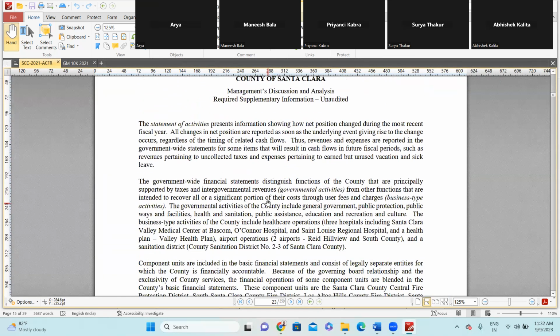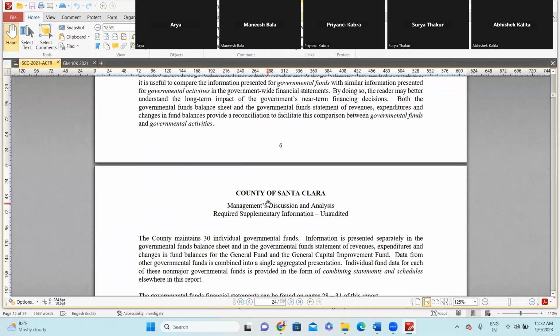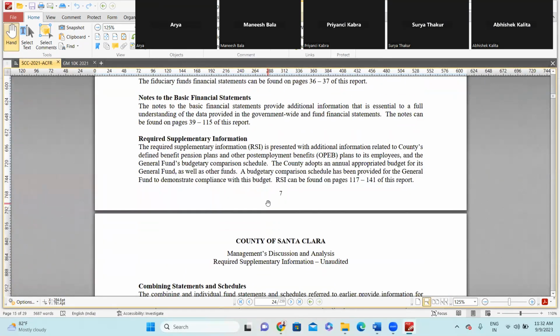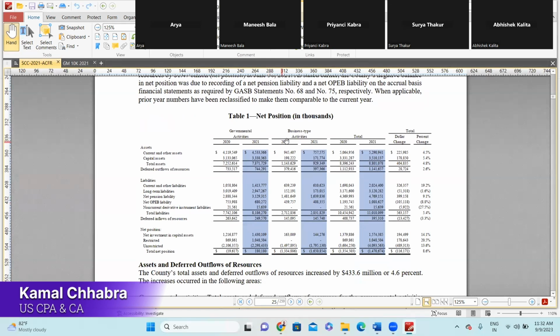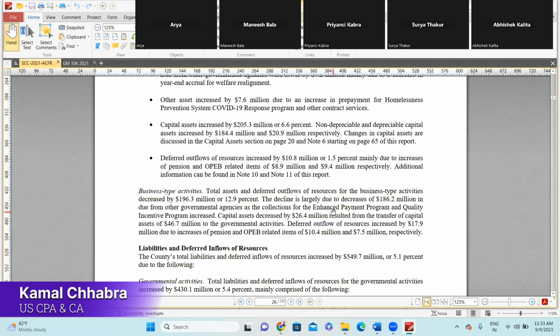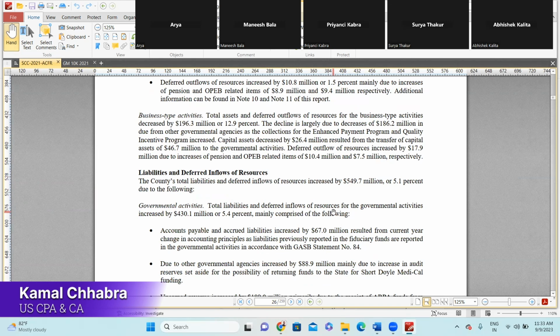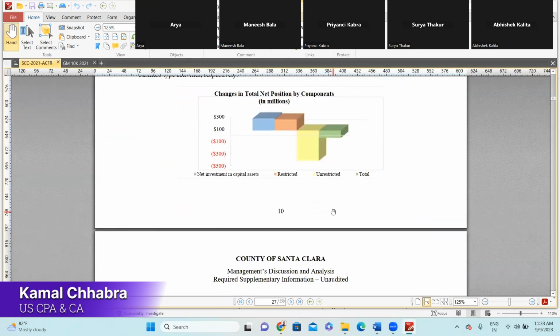Government-wide financial statement information, and then fund financial statement, governmental fund, then proprietary fund, fiduciary fund, notes to the basic financial statement, required supplementary information, combination of the statement, then net position. If you see the period over period, governmental activity, business-type activity, and the total activity, right? These kind of information they are sharing, and these are additional supplementary information, or you can say required supplementary information. Management discussion and analysis is not a part of the main financial statement, but this is considered required additional supplementary information for the user of the financial statement, so that the user can understand better.